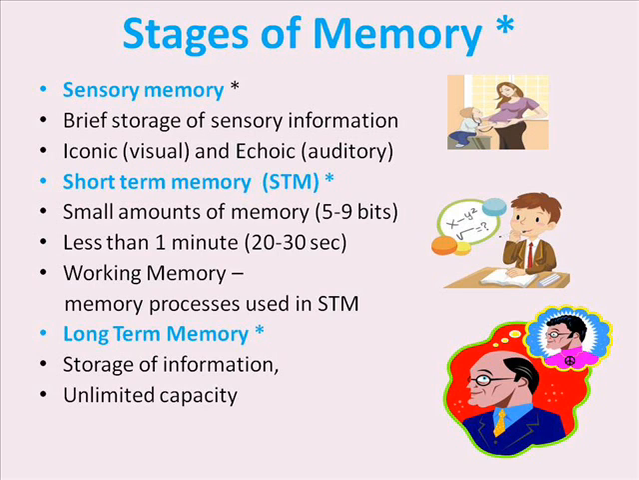This short-term memory is also sometimes referred to as working memory. Working memory is actually the memory processes used within short-term memory. Whereas the sensory memory takes in a lot of information, you can see a lot of things at a time, your short-term memory is very limited in terms of the amount of information it holds.